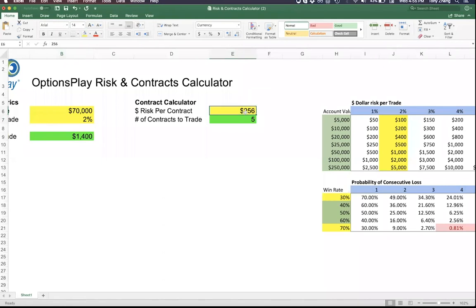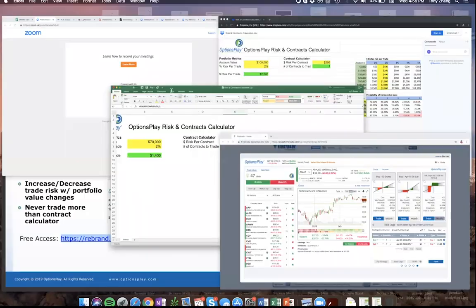And the risk per contract here, like we said, was $68 for that credit spread. So that means for this particular account with $70,000 and the Applied Materials credit spread that I'm looking at, you can trade 20 contracts, which is quite a bit of contracts because you're risking a small amount per trade, only $68 per trade.